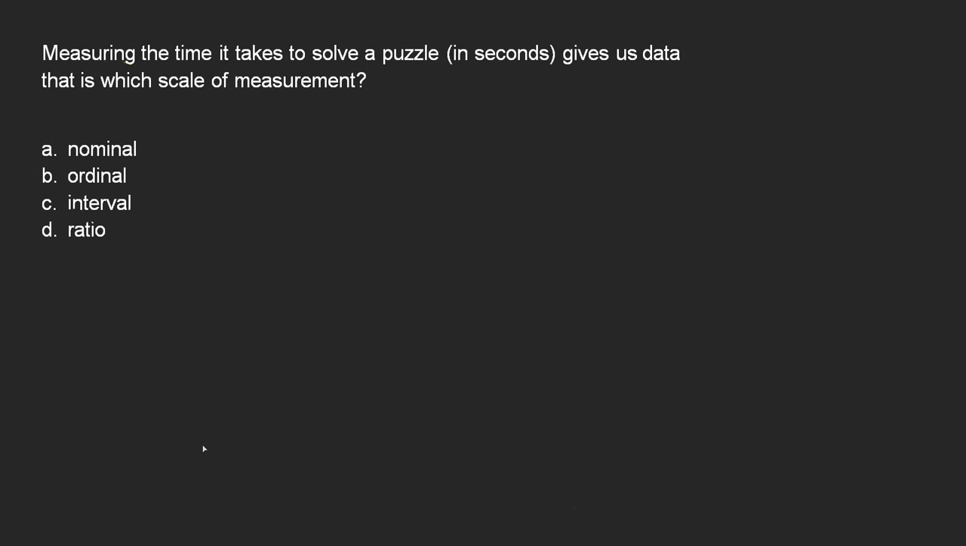Measuring the time it takes to solve a puzzle in seconds gives us data that is which scale of measurement? Okay, so we have all the basic scales here: nominal, ordinal, interval, and ratio. So let's have a look at what each one of these means.